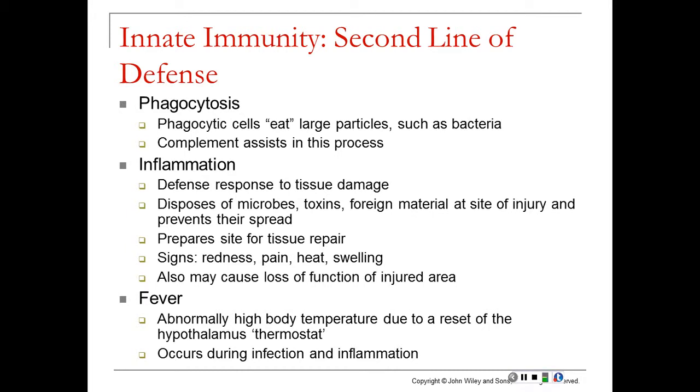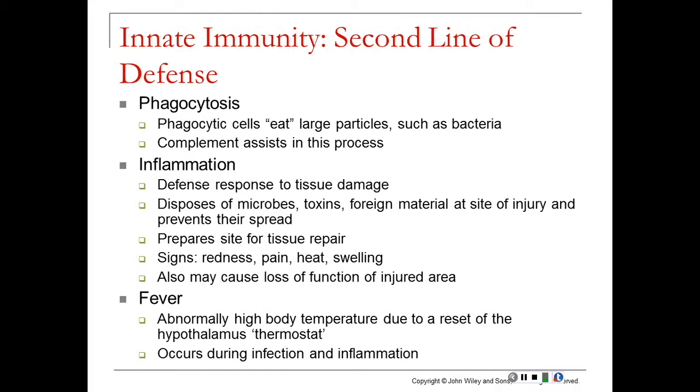Phagocytic cells like macrophages and those, the word is escaping me right now, those dendritic cells. Sorry, I had a mind blank there. The dendritic cells and the macrophages, which are eating large particles like bacteria. Complement is going to help in that process as well.